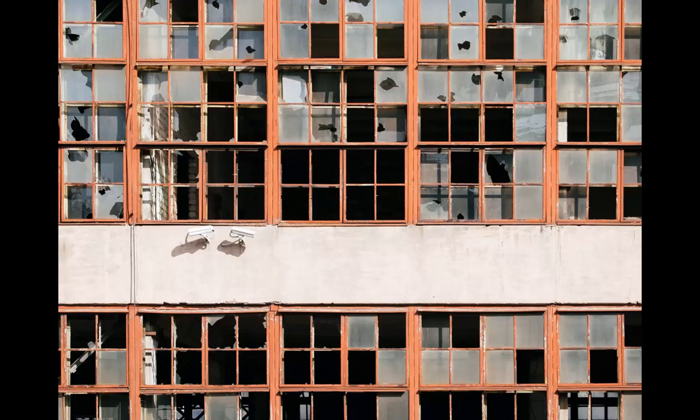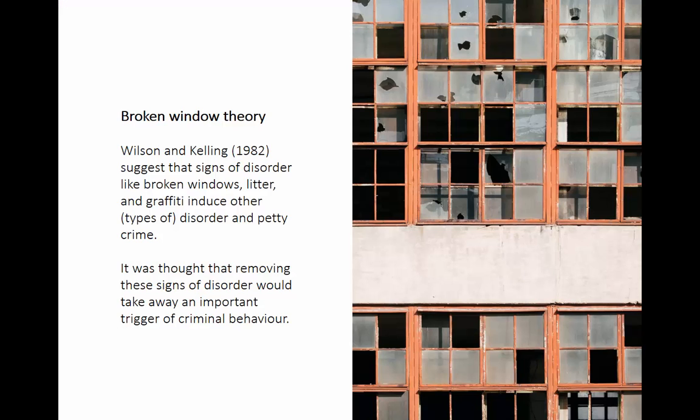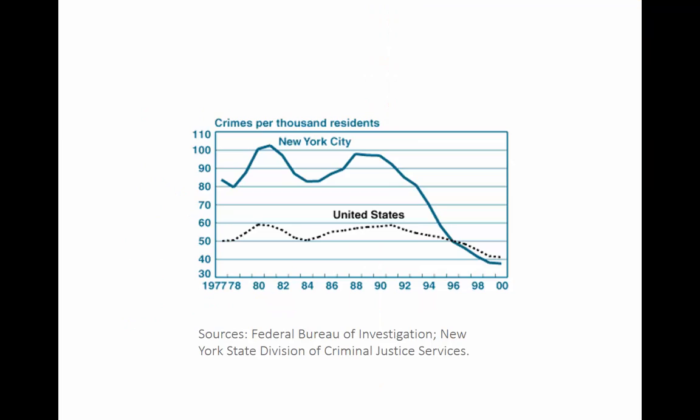The idea here was, and later on people picked up on this, so it's associated with Wilson and Kelling, the broken window theory. They suggest that signs of disorder, like broken windows, litter, and graffiti, induce other types of disorder and petty crime. It was thought that removing these signs of disorder would take away an important trigger of criminal behavior. And in fact, this kind of thinking, in the 1980s and 90s, really became how cities and police went about doing their business, right?